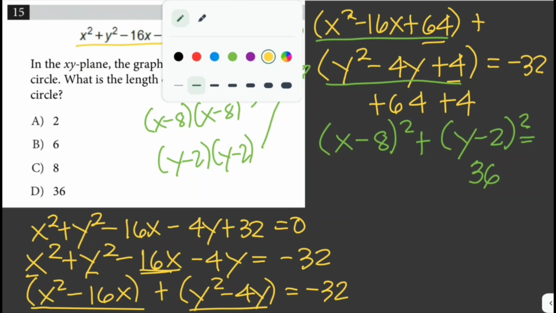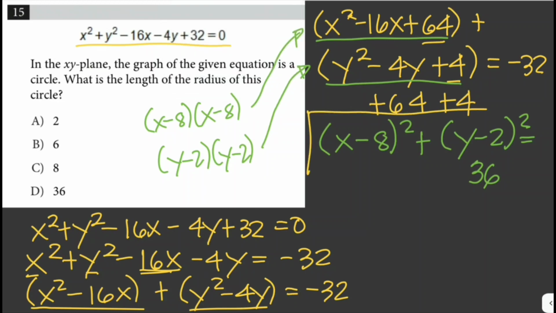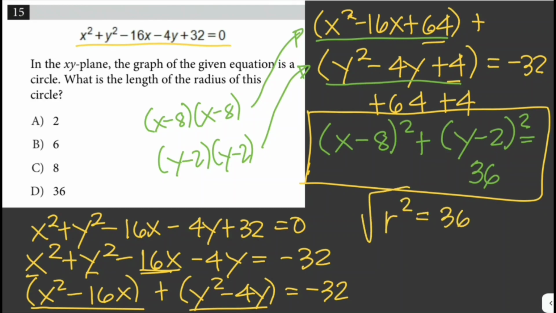And now we have the standard equation of the circle. Our center here is (8, 2), and r squared is equal to 36. Therefore, the radius is equal to 6. So the answer here is letter B.